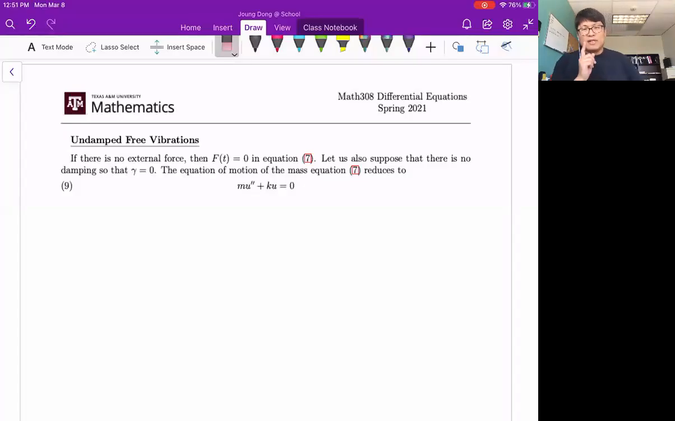We will talk about a couple of specific dynamics for the motion of a spring. We're going to start from undamped free vibration. Let me try to explain what that means.